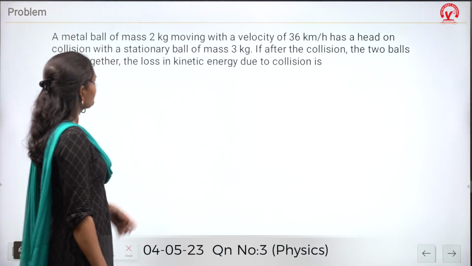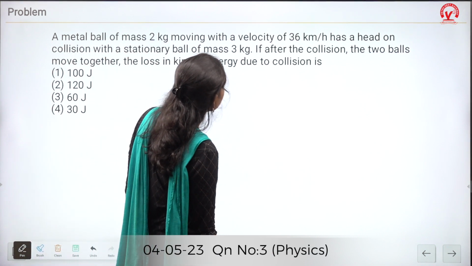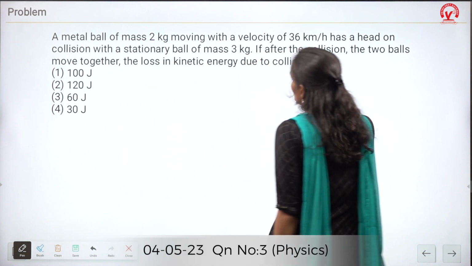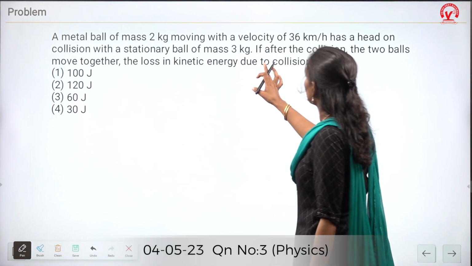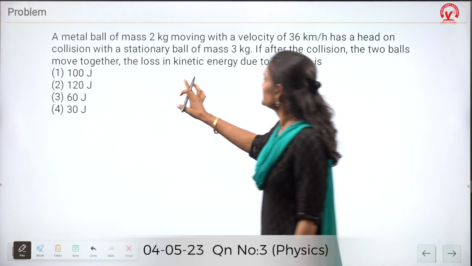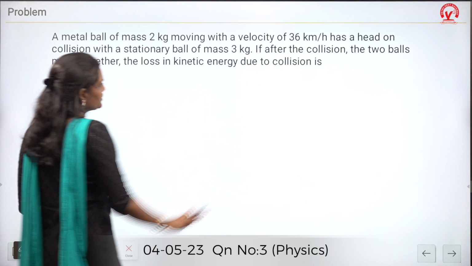A metal ball of mass 2 kg moving with velocity 36 km per hour has a head-on collision with a stationary ball of mass 3 kg. If after the collision the two balls move together, the loss in kinetic energy due to collision is?